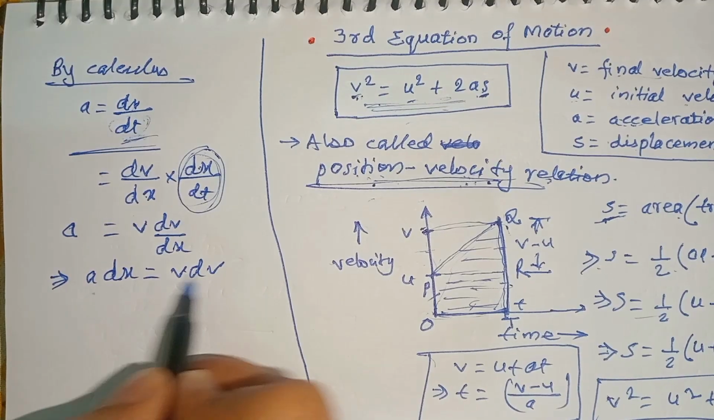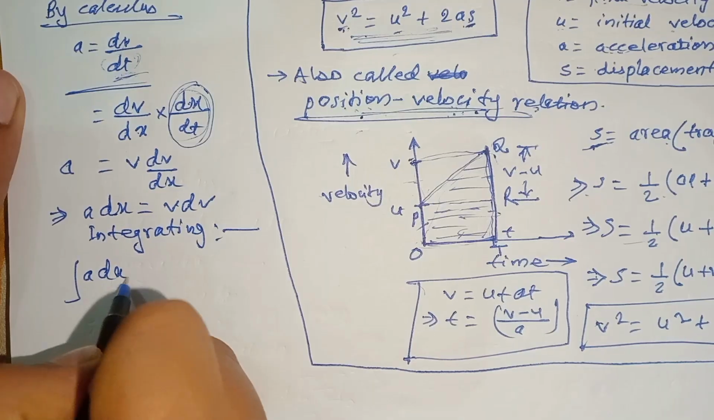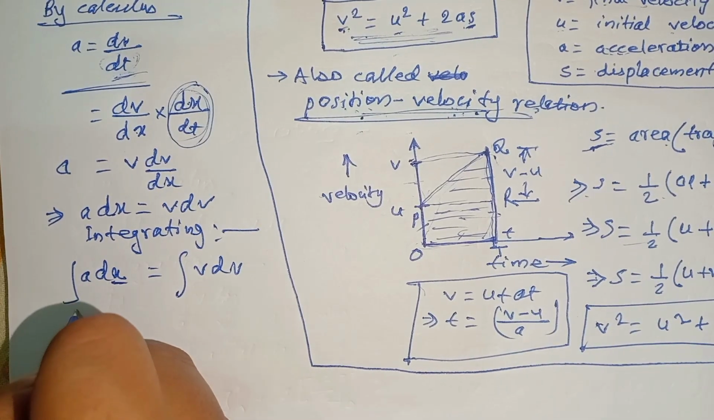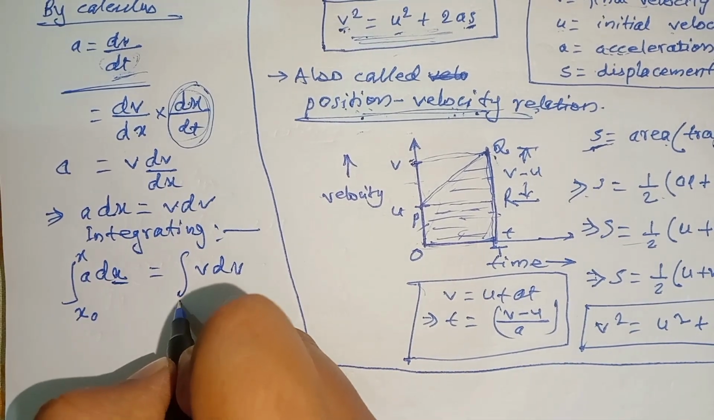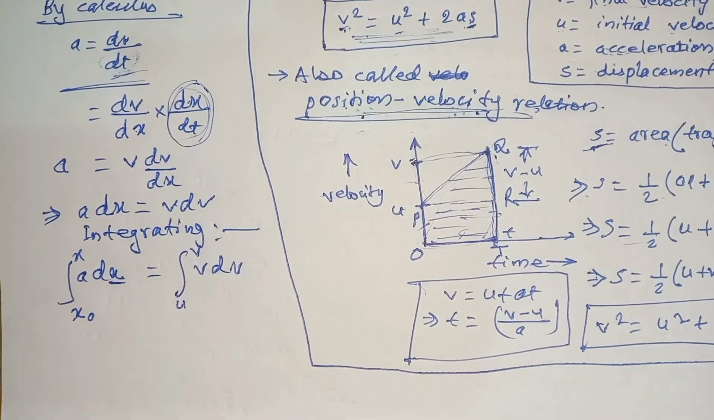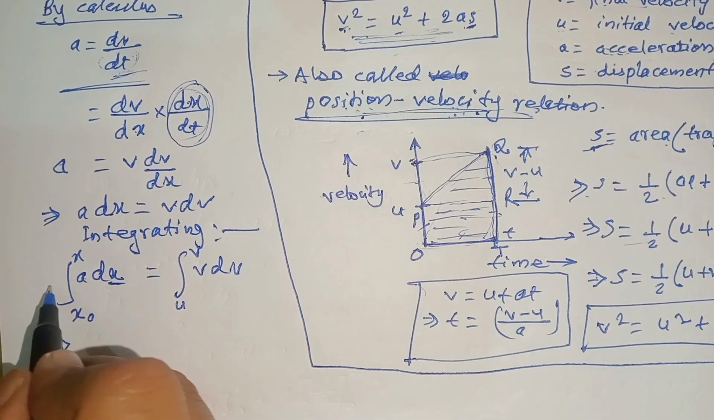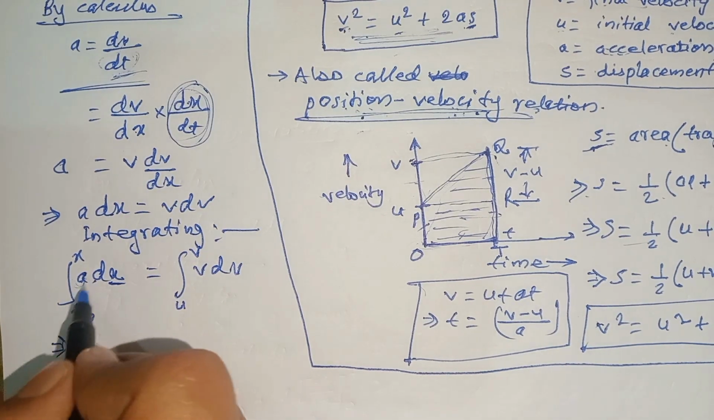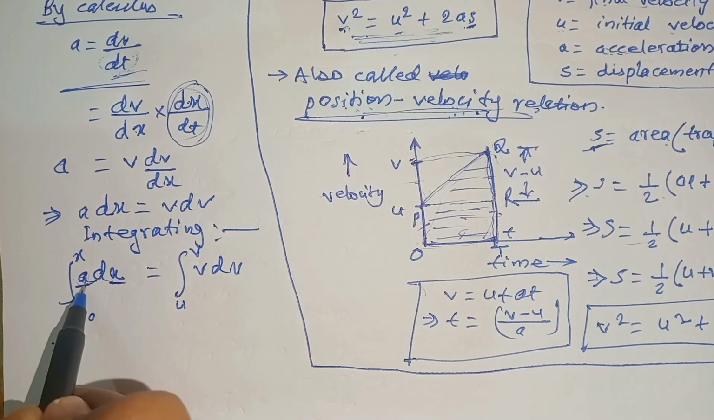Now integrate both sides. Integrating a dx and v dv: for x, the limits are x naught, the initial position, and x, the final position, and for velocity they are initial velocity u and final velocity v. Now a will be outside the integral because a is a constant. We have already considered as a prime condition that acceleration is constant in the third equation. In all three equations, first, second or third, acceleration is considered constant.